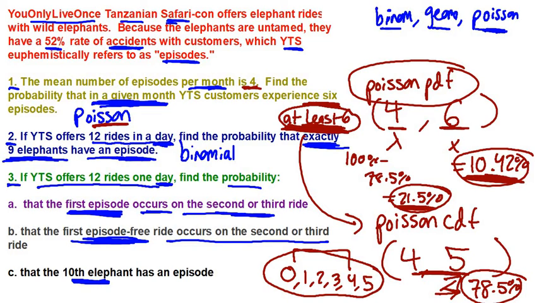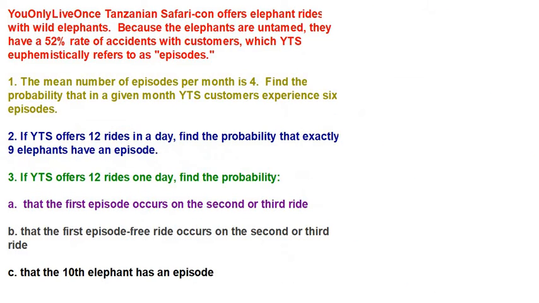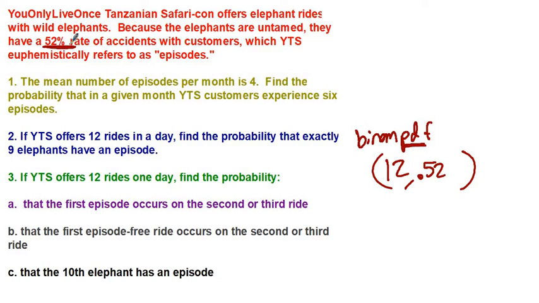And then let's try number 2 right there. So number 2 says, if they offer 12 rides a day, find the chance that exactly 9 have an episode. We said this is a binomial, and it's not at least 9. If it was at least 9, we would be using CDF. This is exactly 9, so we want to use PDF. P stands for probability, C stands for cumulative. So the number of trials is 12 rides. The probability of success, remember success is having an episode, so .52. And then 9 is the X value. So when you plug those numbers in, which I am doing off screen along with you, you will get an answer of 6.76% chance that would happen.